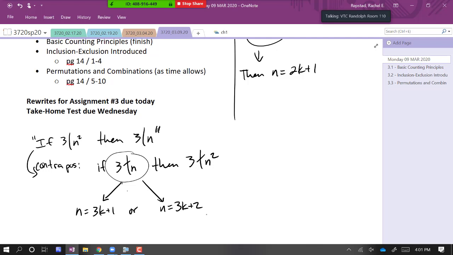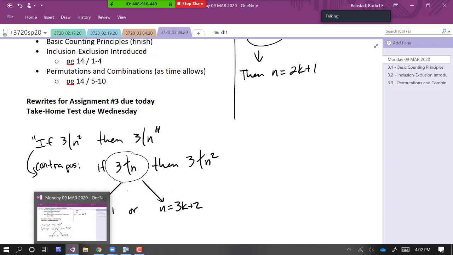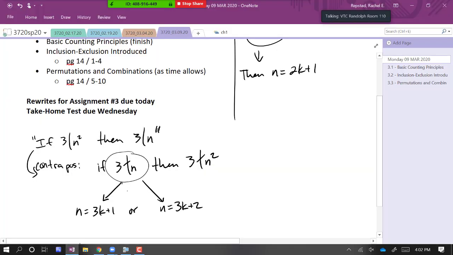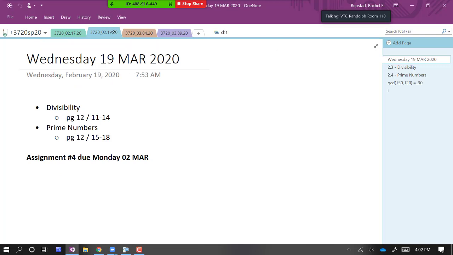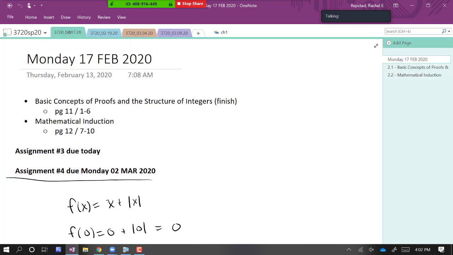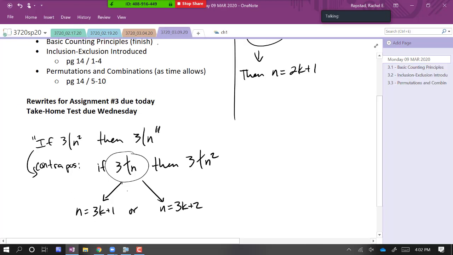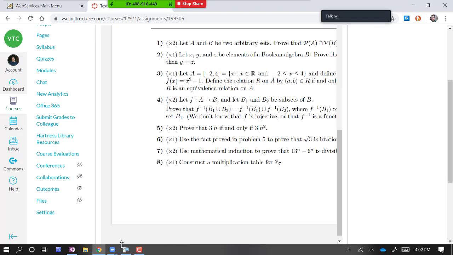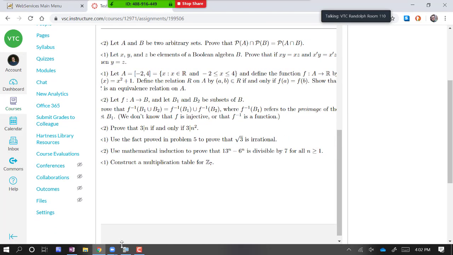Other questions? Could you talk about 7 for a second? Because on 7, I got to a point and I just kind of lost. Oh yeah, a multiplication table for Z7. I think 7's not the Z table. 7's the 13 to the n minus 6 to the n. Oh, yeah. Okay, yes. Great. So that's the induction one. 13 to the n minus 6 to the n is divisible by 7 for all n greater than or equal to 1.